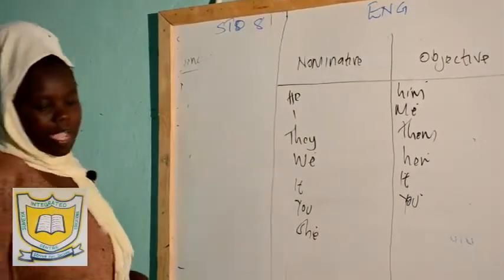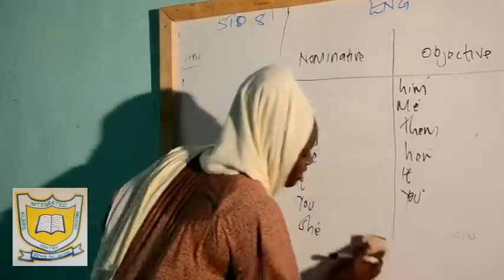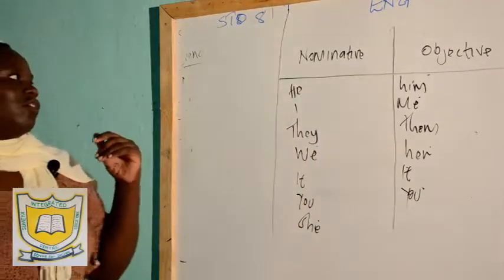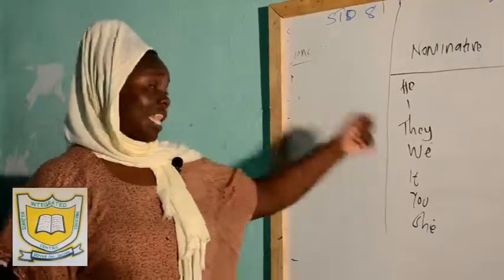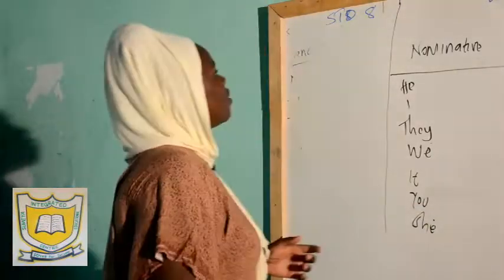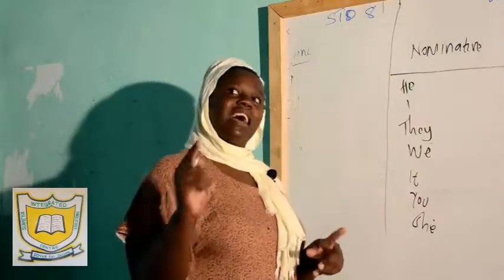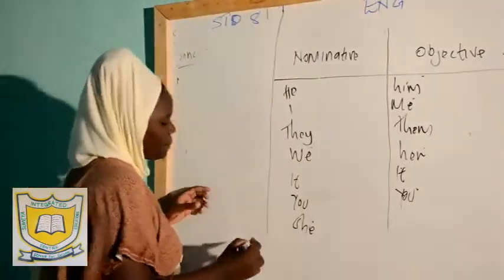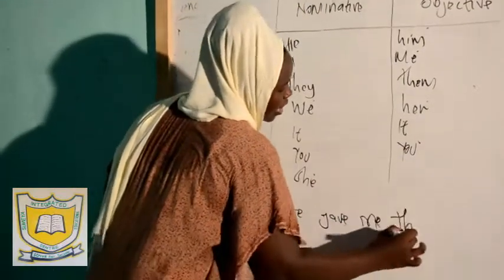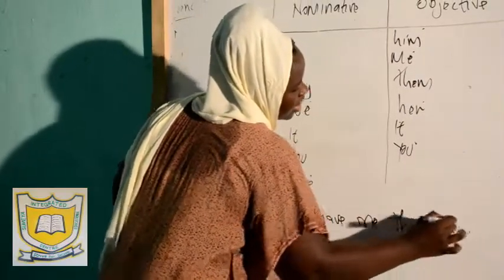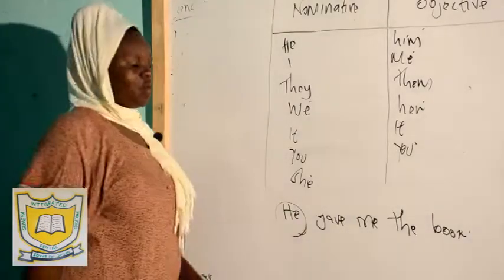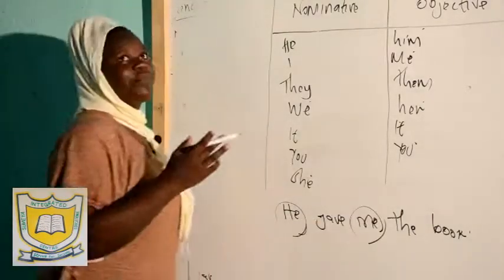Now, when we come to nominative pronouns, they are the doers of the action. This is simple. If you want to know if the subject you are going to use is a nominative or an objective in your question, you just have to know that the nominative pronoun does something. Example, you can say, he gave me the book. He is the nominative pronoun, and me is the objective pronoun.